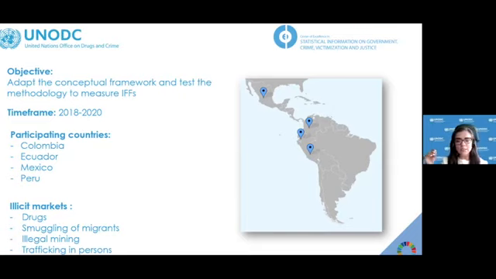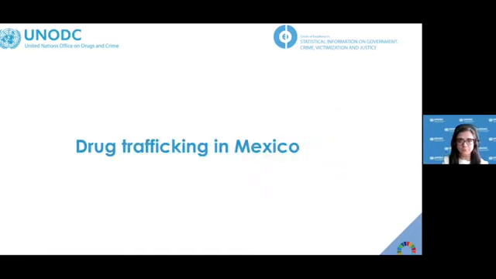The second step was to understand which were the intermediate costs associated with this market. And then finally, having understood the size of the market and the net incomes associated to each one of the markets, we were able to produce measurements on inward and outward illicit financial flows, mainly related to the activities about income generation. So in this presentation, I'm briefly sharing with you the results of the measurements for drug trafficking and for smuggling of migrants in Mexico.